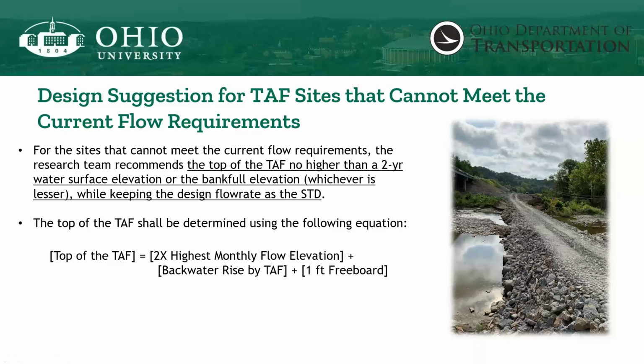So you first determine the twice max monthly flow elevation. We're going to allow backwater rise by TAF from your hydraulic modeling. Put 1 foot freeboard. So this top of the TAF should be no higher than a 2-year elevation or a bankfull elevation. Okay, if you look at either bankfull or 2-year, whichever is less, use that as your benchmark. And if someone asks me why we determine it this way, I can go into that later, but let me go through the slides and we can go through the discussion section.